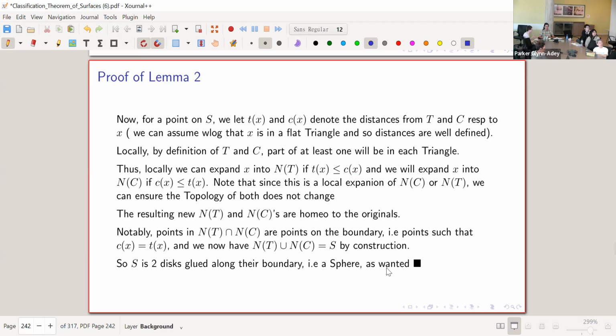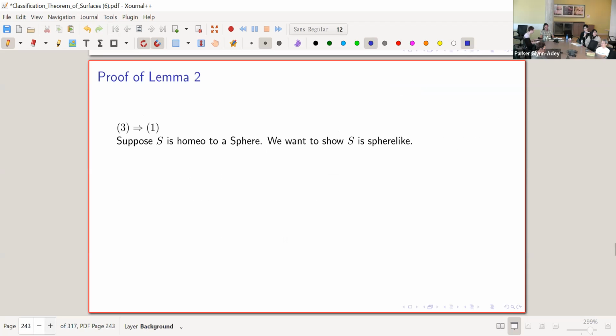So S is simply these neighborhoods glued along their boundary. Because remember, we did this for every single point, so every single point must be surrounded by one of these neighborhoods, right? And if these neighborhoods are two things such that their boundaries are just their intersection, they're homeomorphic to disks, and they make up the whole surface, well, S must be two disks glued along their boundary. And that's just a sphere. Because if you take two disks and glue them along the boundary, that's just a sphere.